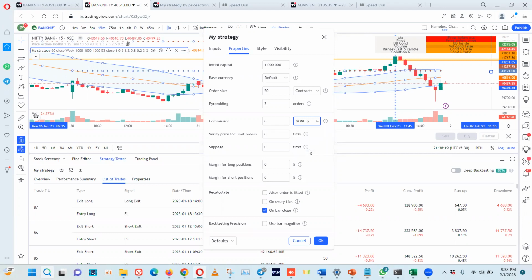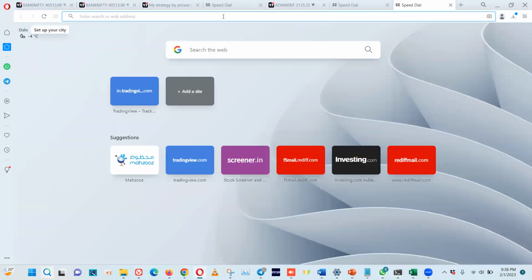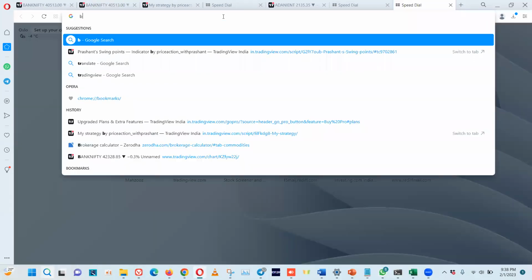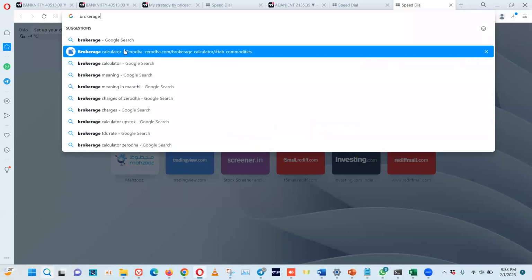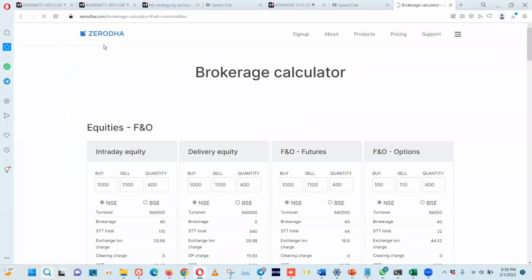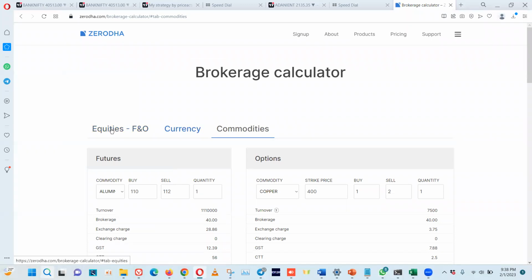Maybe that might count as ₹30 per trade. No, it is not 30 rupees. I'll show you. Including everything, it is 120 to 150 rupees, maybe 400. So we'll calculate the exact amount.